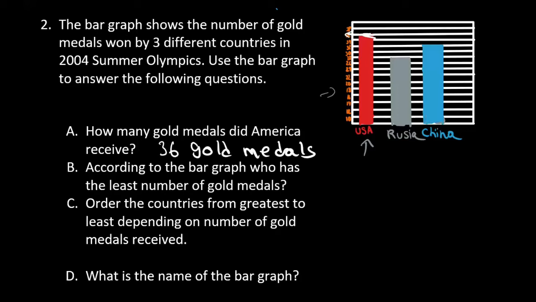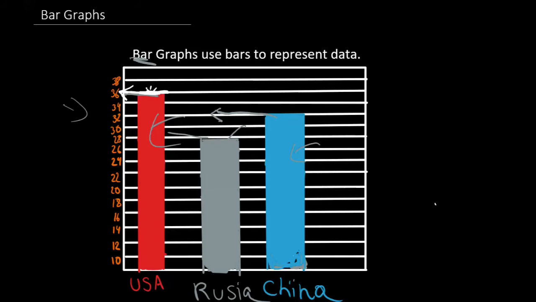Alright, now let's move on to question B. According to the bar graph, who has the least number of gold medals? Just by looking at it, you can tell who has the least number of gold medals. This is the highest at the moment, and the next is this, and then this is the lowest. But they're asking how many gold medals there are for the least country. So we'll actually need to find it out.